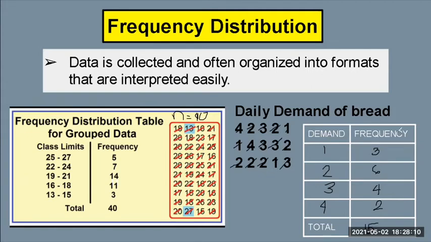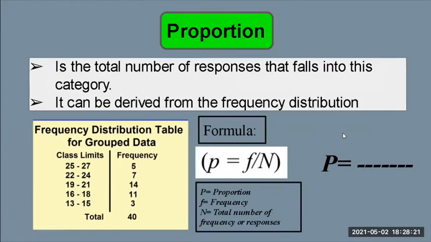Moving on, our next one will be proportion. What is proportion? Proportion is the total number of responses that falls into this category. It can be derived from the frequency distribution. So a while ago, this is also the data that we use in our frequency distribution.